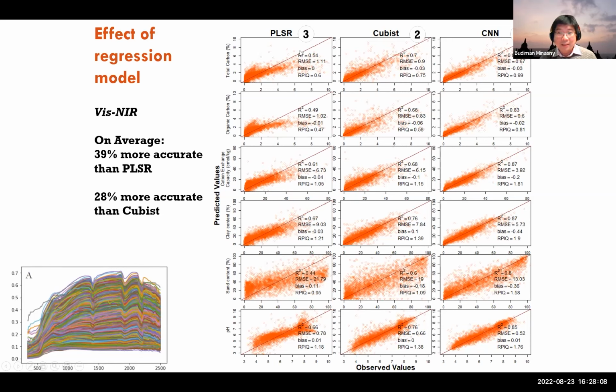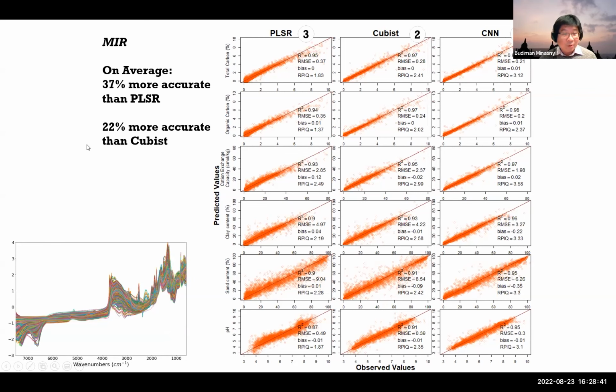And we compared different methods. This is partial least squares, the conventional method. Cubist is a machine learning method that we talked about, and then this is CNN. Consistently, CNN is better than Cubist, and better than PLSR. On average, the CNN is 39% more accurate than PLSR and 28% more than Cubist. This is in terms of visible to near-infrared spectra like this.